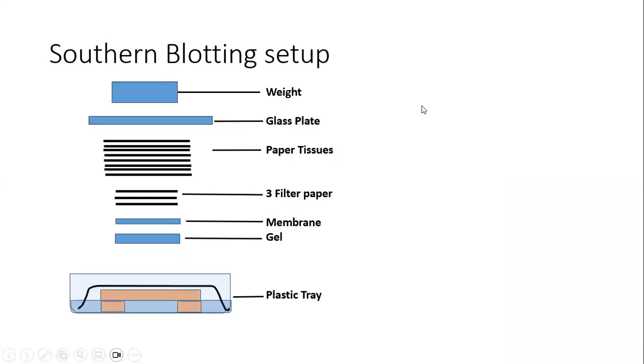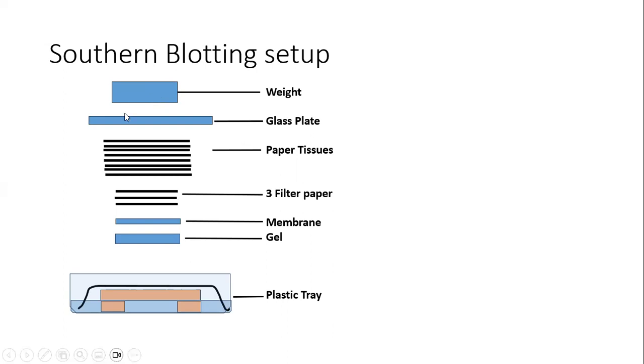So we have here another diagrammatic representation of the same setup. You have the base and then the filter paper wick that is dipped in the buffer that is going to draw the buffer. Then we have the gel followed by membrane, filter paper stack and tissue paper stack, glass plate and the weight at the top.